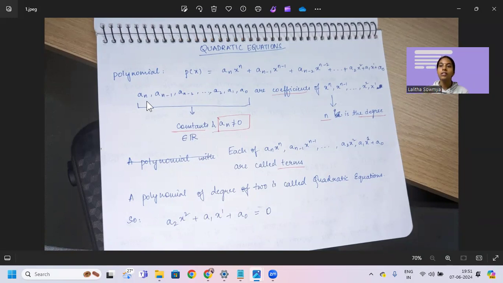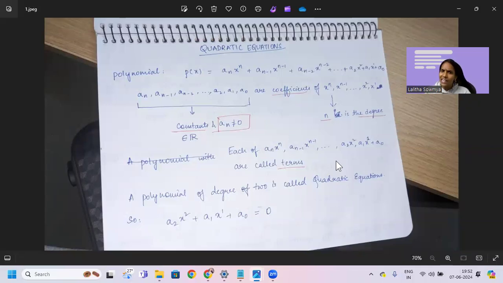And in any polynomial, the highest degree term's coefficient is never zero. Anything else can be zero. The first term of the polynomial can never be 0. Here the n represents the degree of it. Each of them is called a term. This is called a term, this is called a term, this is called a term. So each combination of a_n x to the power n, a_(n-1) x to the power n minus 1, is called a term. Now, a polynomial of degree 2 is called a quadratic equation.